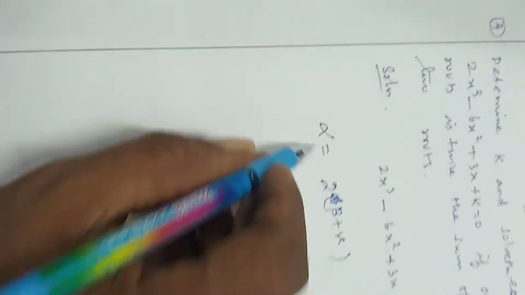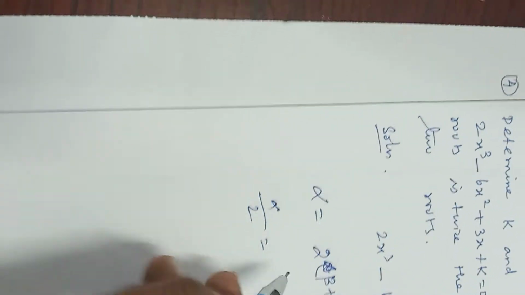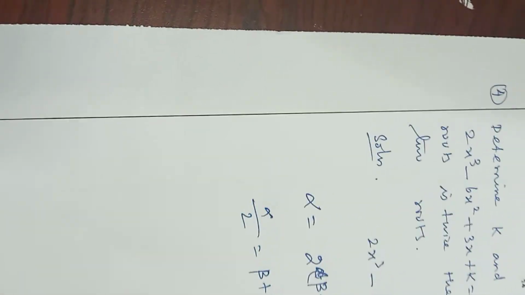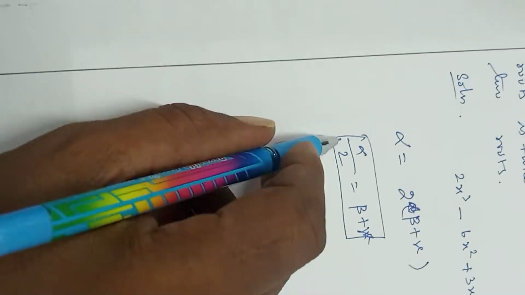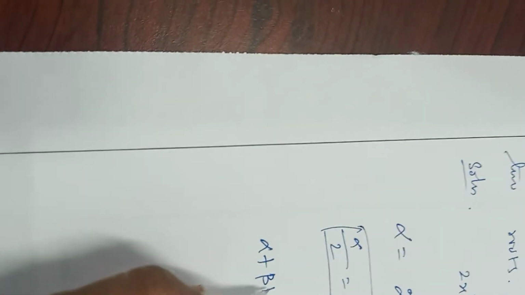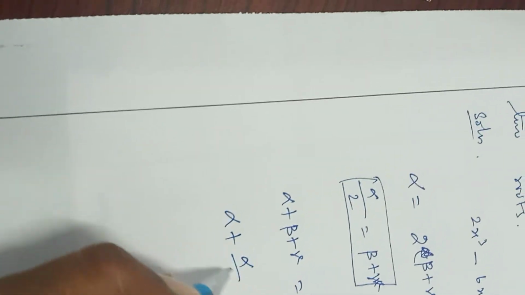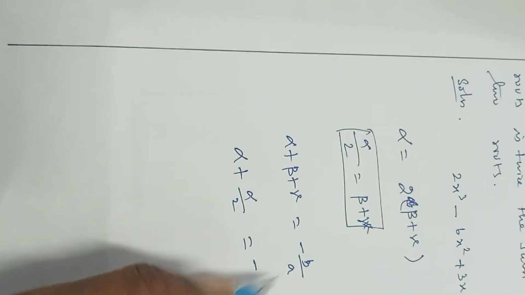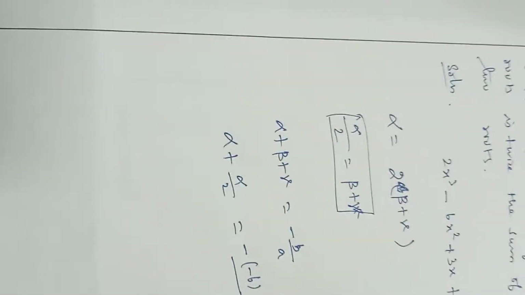Multiplying, dividing the left-hand side, alpha by 2 is equal to beta plus gamma. That is the condition: beta plus gamma is equal to alpha by 2. Then the sum of the three roots, alpha plus beta plus gamma, is equal to minus b by a. So alpha plus alpha by 2 is equal to minus b, that is minus of minus 6, divided by 2.